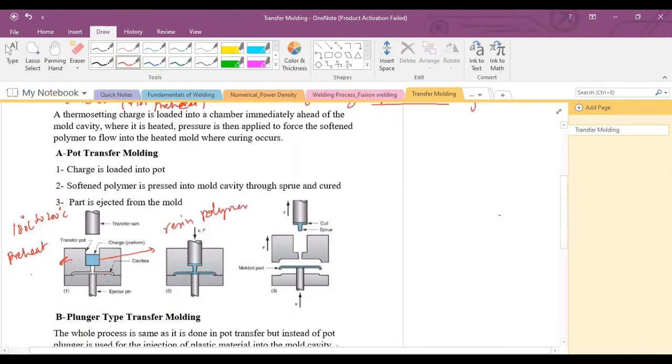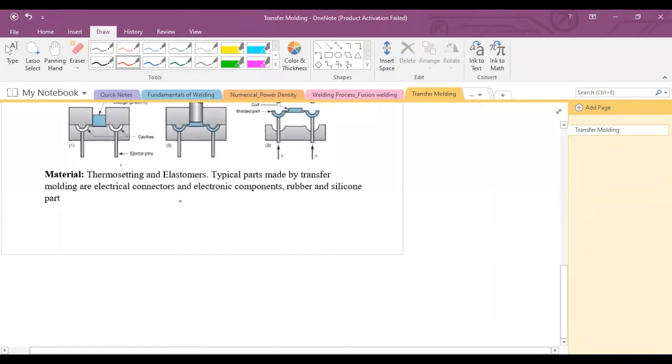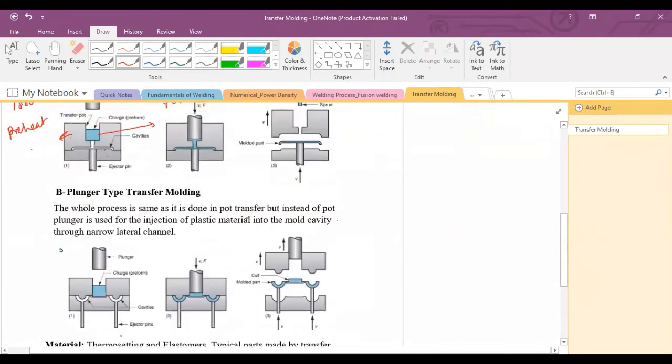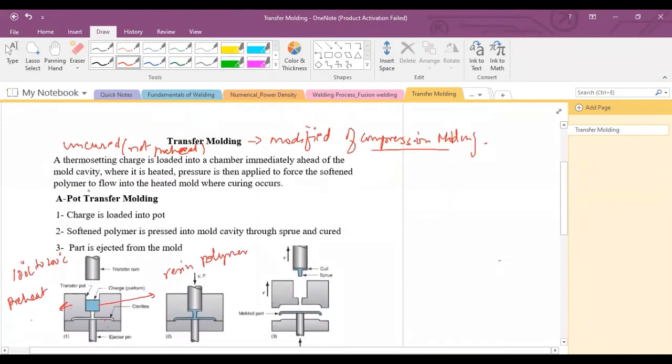Actually, resin has poor heat conductivity, water resistance and chemical resistance are very good, and it has a poor resistance to heat and electricity. So that's why through transfer molding, as you can see, electrical connectors and electrical components are normally made. In transfer molding, uncured thermosetting resin is placed in the transfer pod, which is placed over the mold.